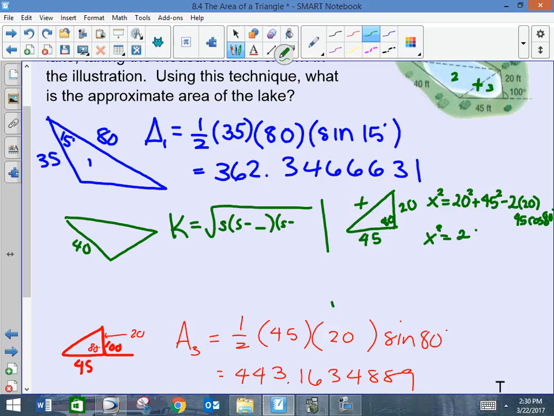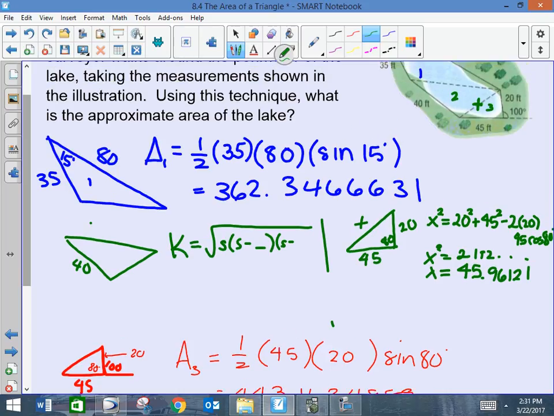Okay, I got X squared, this. Now I need X, not X squared. So I got X squared equals 40, what's the rest of it? 5.96121. I'm going to go to 5 digits. 5 is safe if you're rounding in between the end of the problem. So this is that triangle 2. No, that's this. 45.96121.